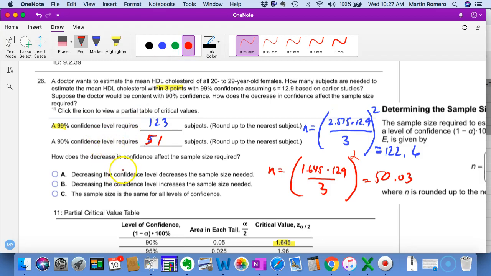So what do we know? How does the decrease in confidence affect the sample size required? Once we decrease this, your sample size also decreases. Decreasing the level of confidence decreases the sample size needed. So you don't have to interview as many people.